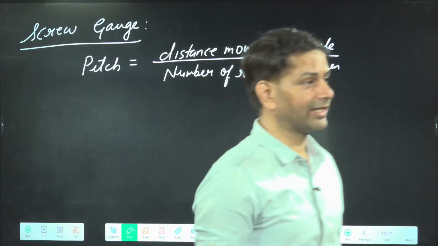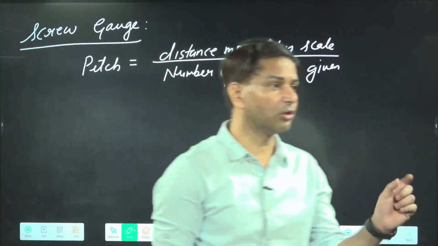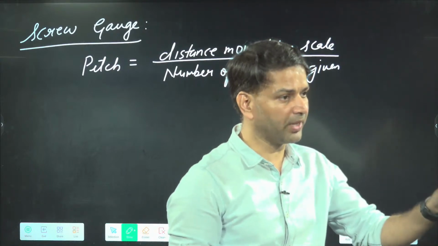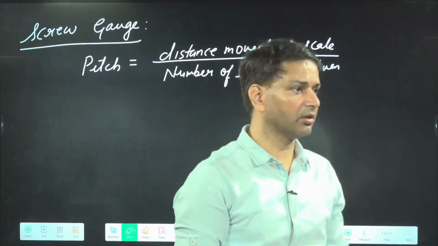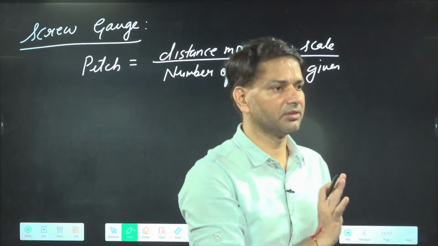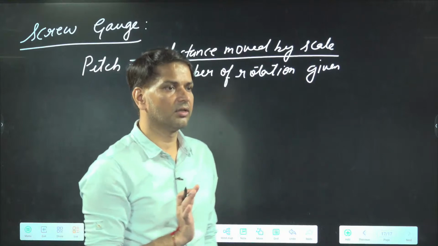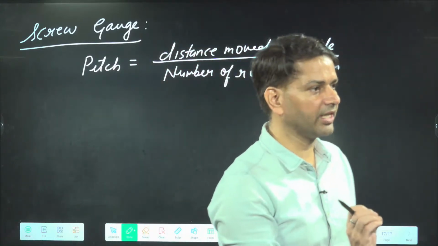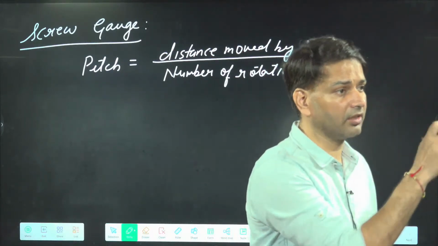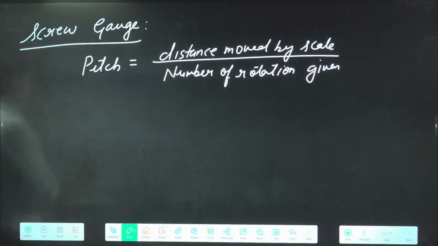And sometimes they will not give this pitch data, they will not give how much horizontal distance. Then the pitch will be the least count of the main scale. If they have not given the data about the pitch, and they have given the main scale division as 1 millimeter, you will take that as the pitch. Understood or not? So the main scale least count is the pitch we can take if they have not given the data for the pitch.